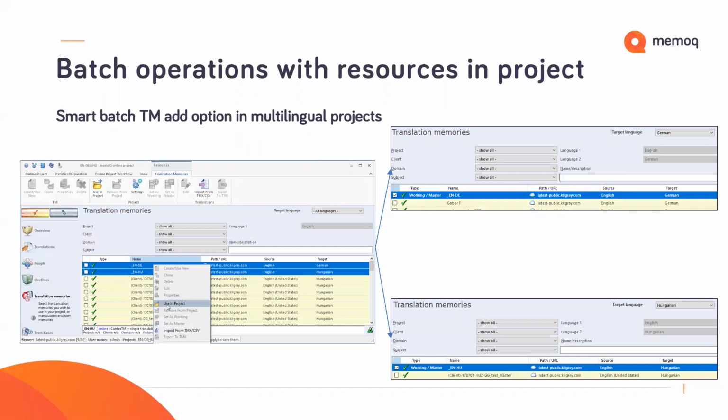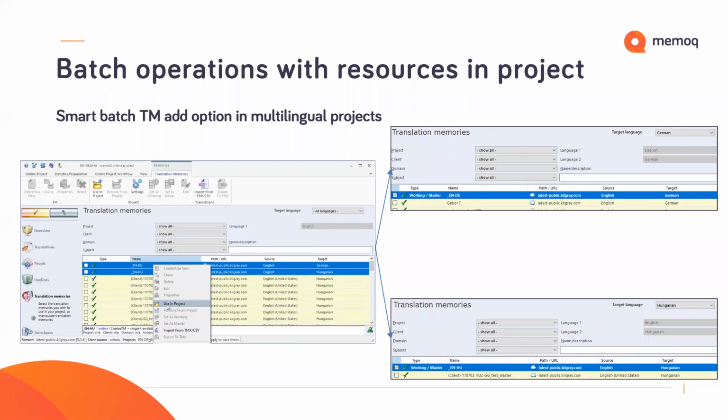But returning to 9.3, one welcome addition I believe project managers will appreciate is that now, in a multilingual project, you can open up a project's translation memories panel in the all languages view, as you can see on the left. And you can just add any of these translation memories to the project, and memoQ will automatically assign these translation memories to the right language pairs.